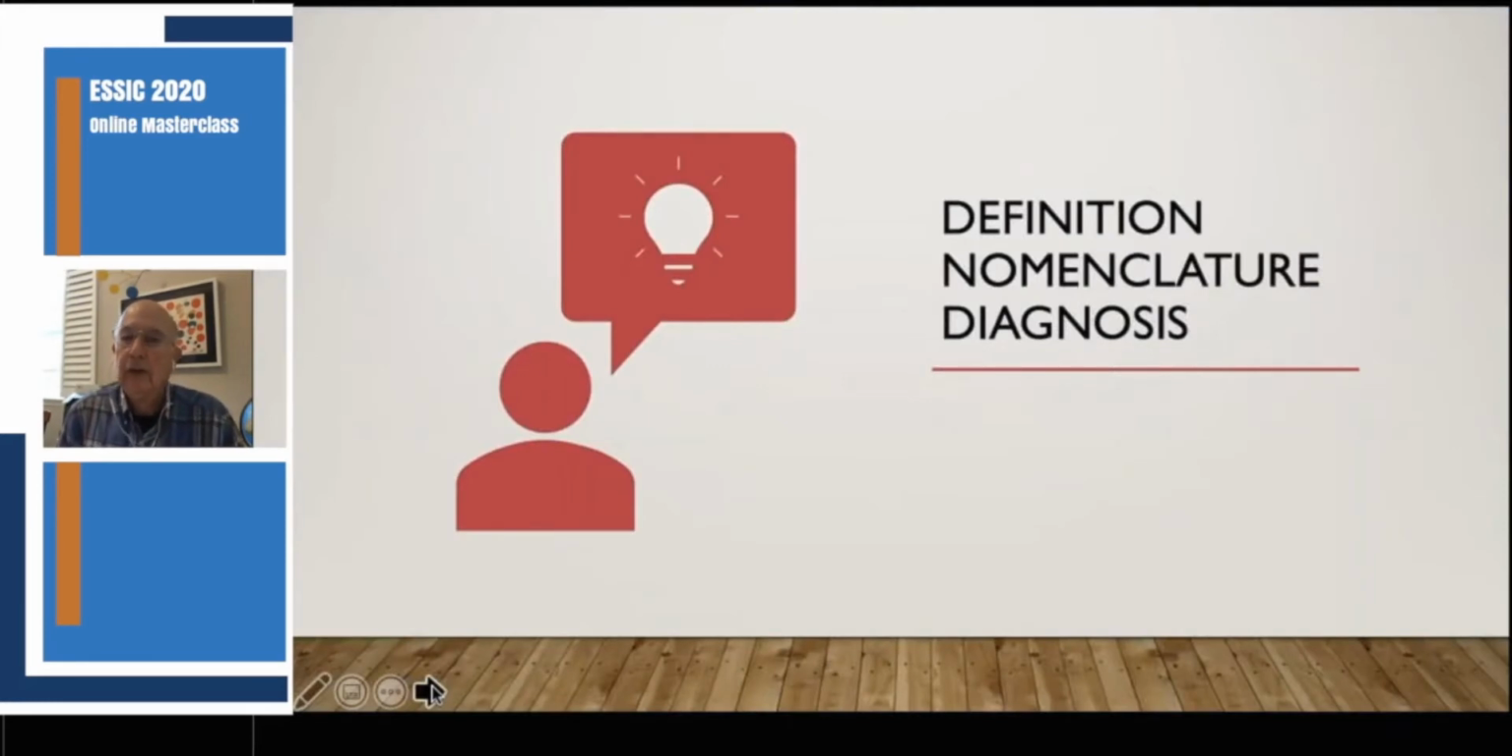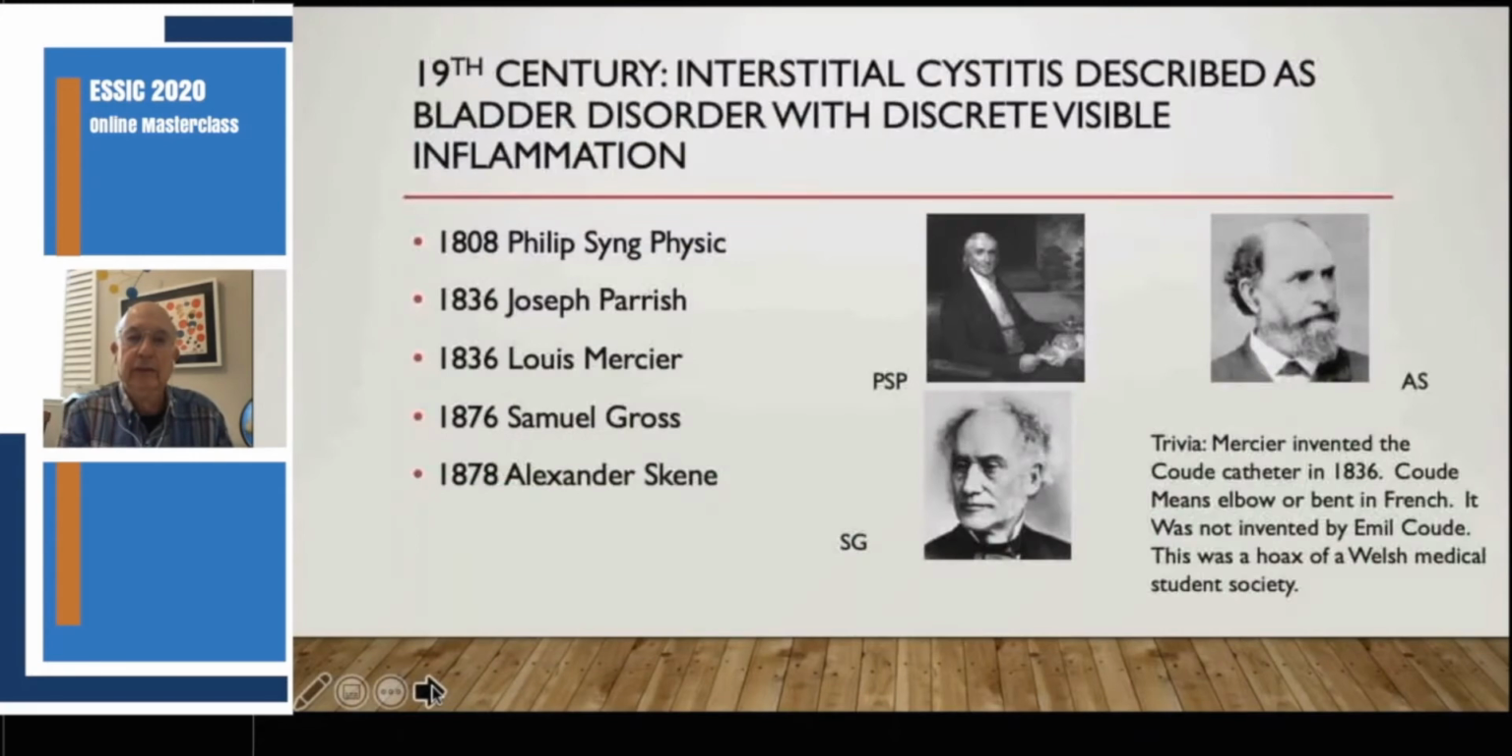We're going to start with definition, nomenclature, and diagnosis. In the 19th century, interstitial cystitis was described as a bladder disorder with discrete visible inflammation. It was first described in 1808 by Philip Syng Physick and then Joseph Parrish. Those were both general surgeons in Philadelphia, trained at the University of Pennsylvania.